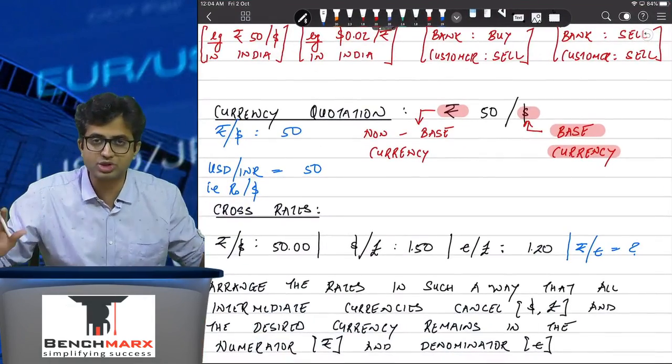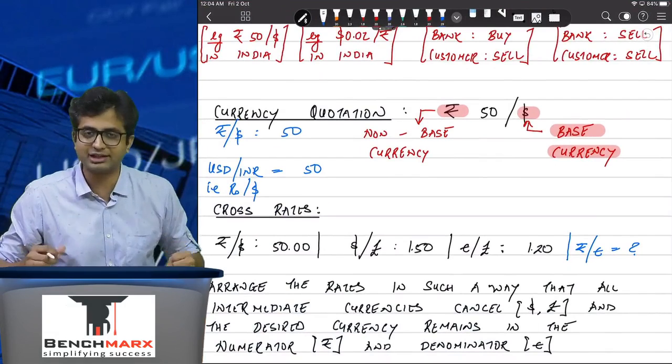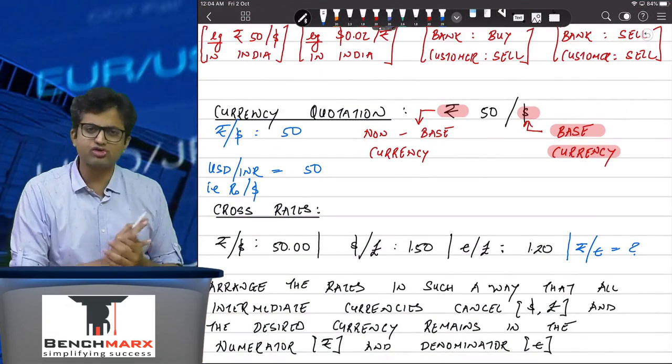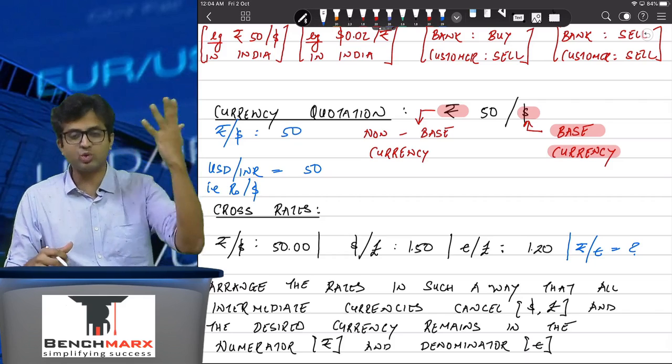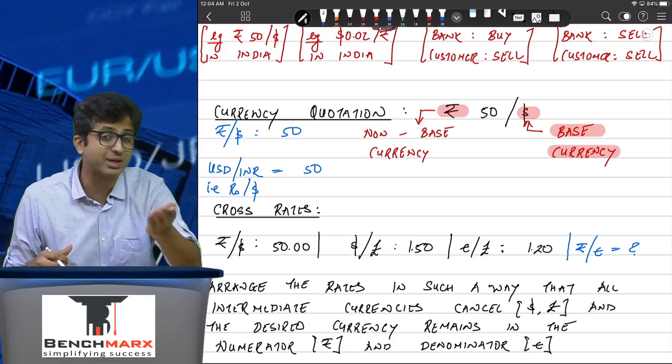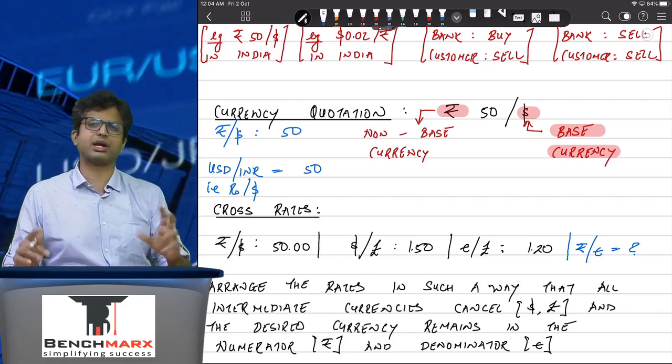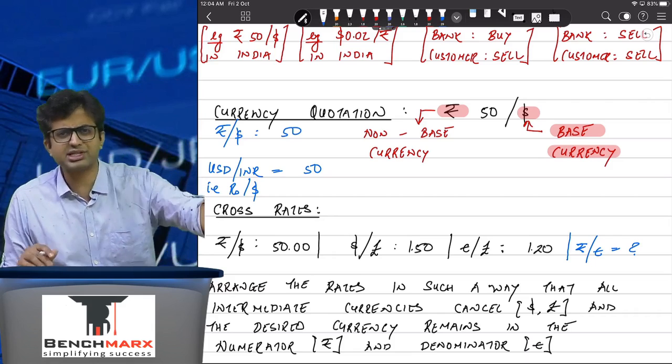This is not the institute's problem. You can't blame the institute for everything that is a little difficult. This is a market convention whereby people, when they say USD INR, they actually mean rupees per dollar, and when they say INR USD, they mean the other way around. Sir, how will we understand this in the exam? If a currency symbol is given, no tension.